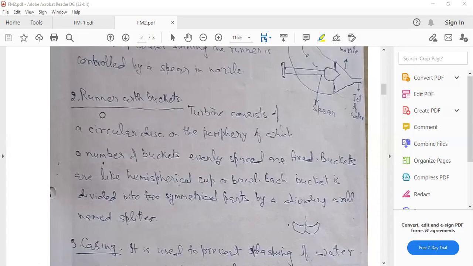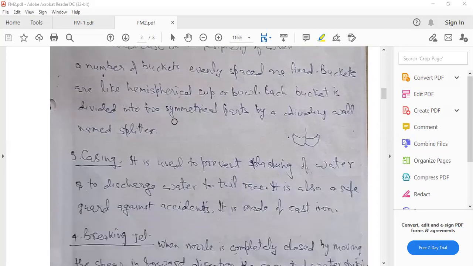So what is the runner? Runner is a circular disc type arrangement on the periphery of which the blades are fixed with the help of nuts and bolts, and these blades are evenly spaced. Blades, or we can say buckets, are hemispherical bowl type, and this middle part is known as the splitter. Water impinges on this splitter and splits into two directions. So this is a runner with bucket arrangement.